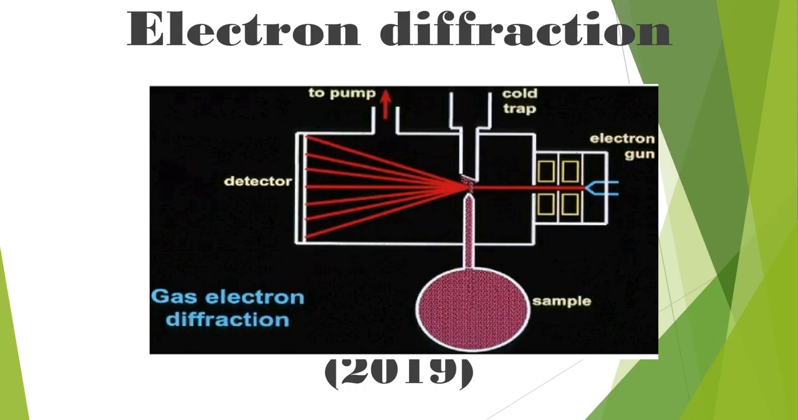There we can see the diagrammatic view in which the electron gun produces the electron beam, which after passing through the slit strikes the crystal present in the path, and after striking it is scattered at certain angles and can be recorded by the recorder or detector. This technique is also known as gas electron diffraction or electron diffraction technique.